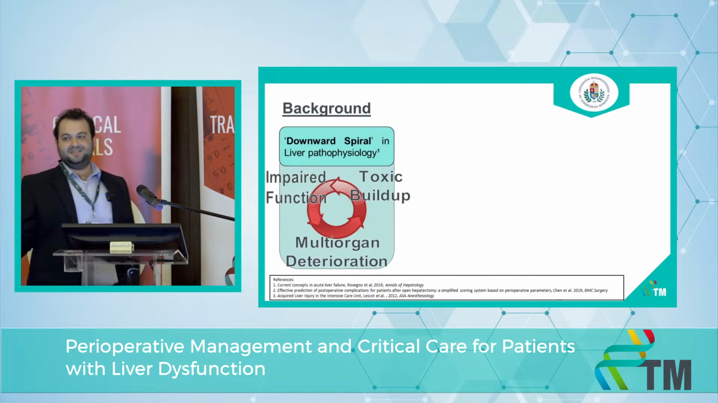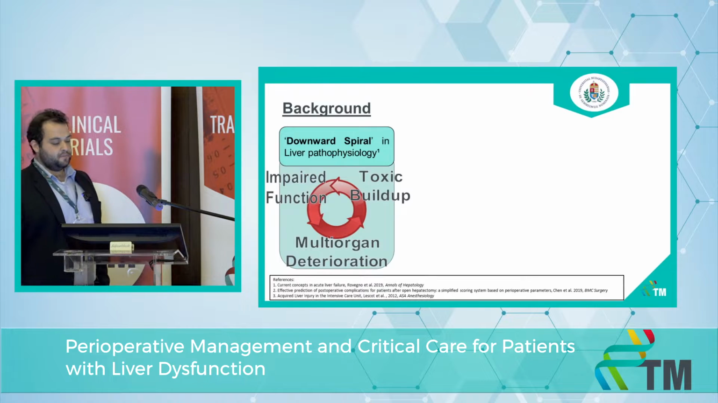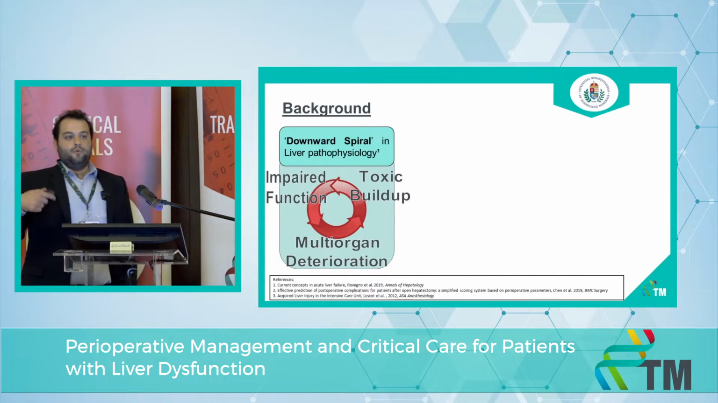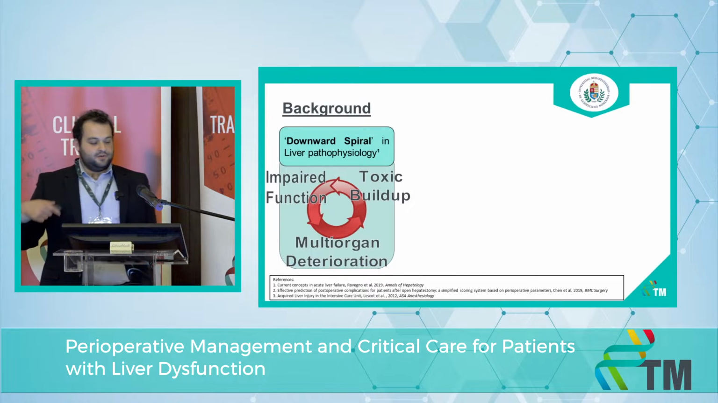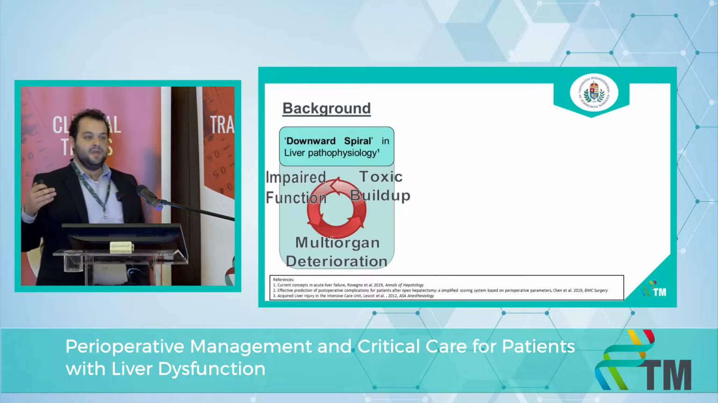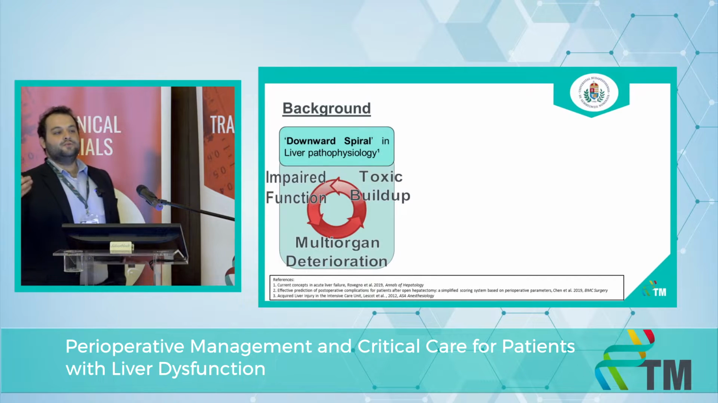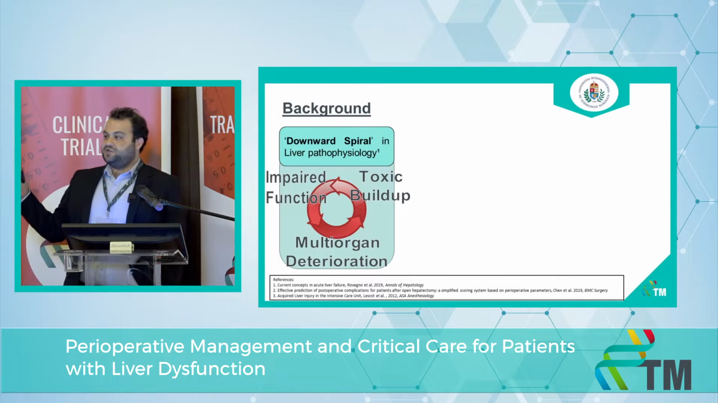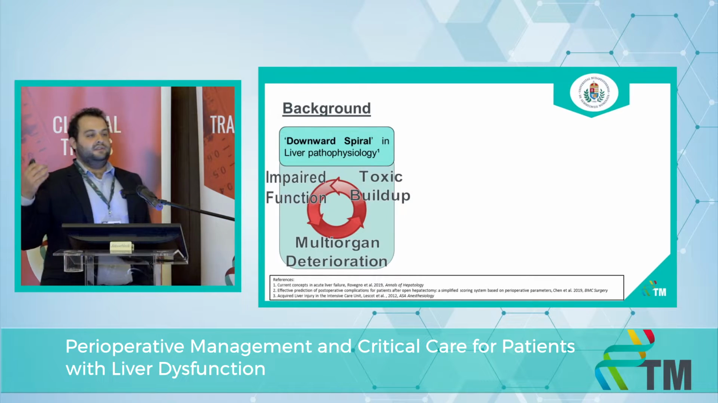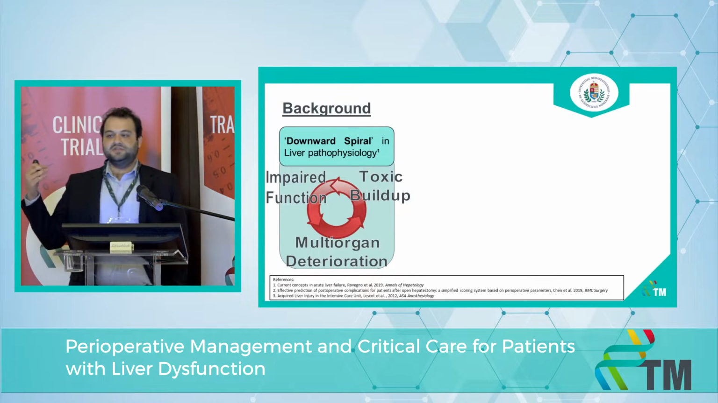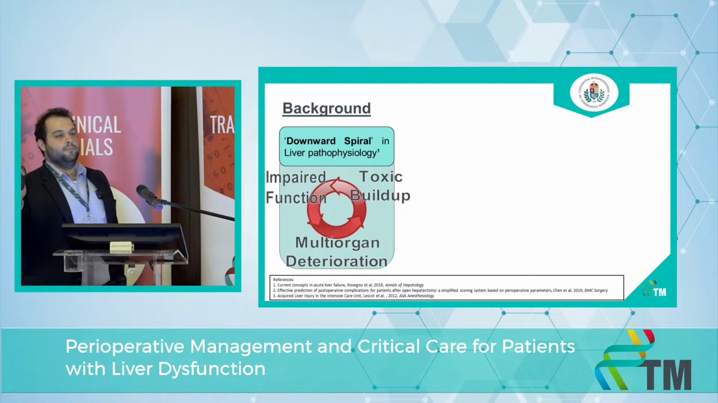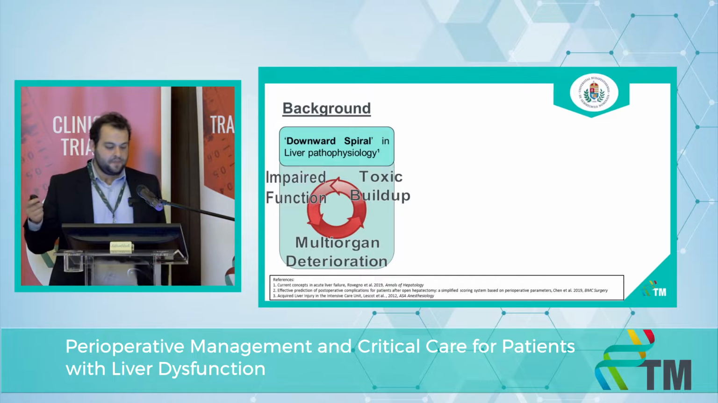What makes it very different and exceptional is the so-called downward spiral in liver pathophysiology, where as the liver continues to lose its function for this or that reason, it leads to other organs losing their functions as well. And toxic buildup keeps accumulating, the liver gets damaged further, and this is a downward spiral. Everything goes wrong, and you end up with a multi-organ dysfunction syndrome.